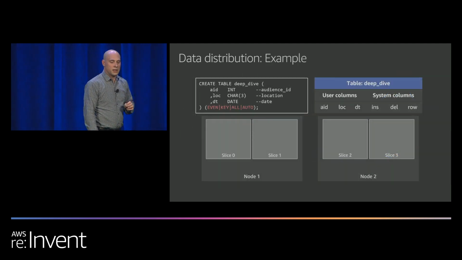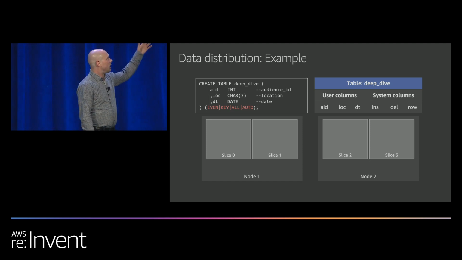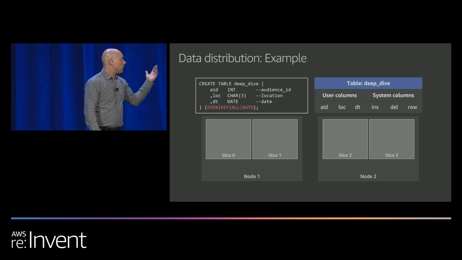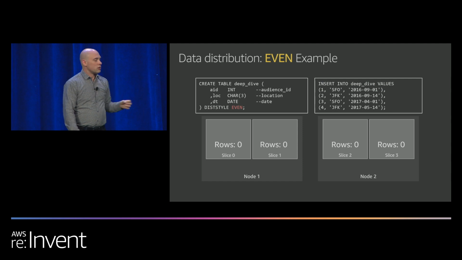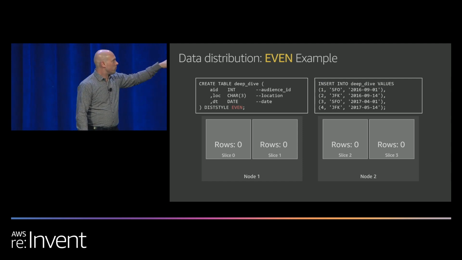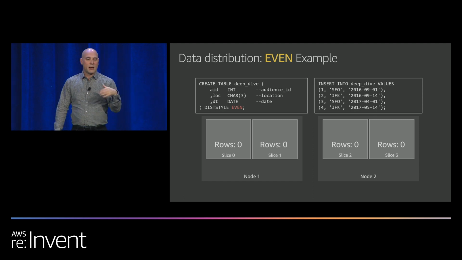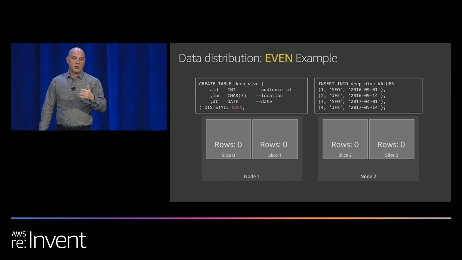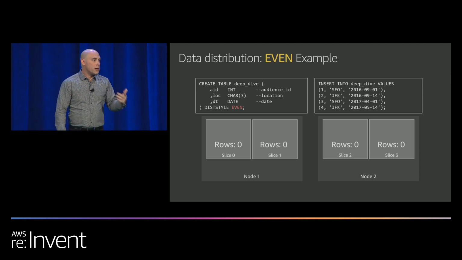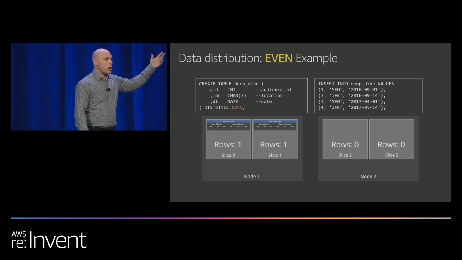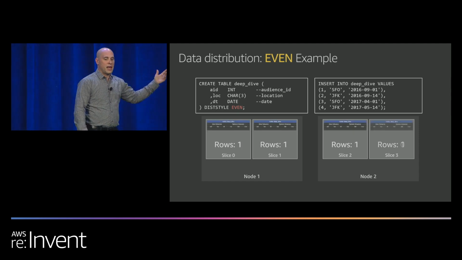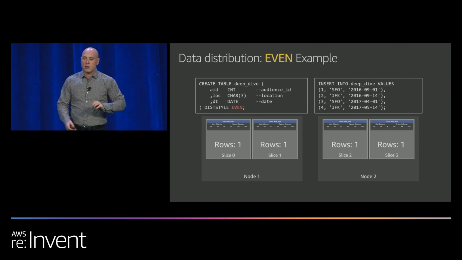So just to illustrate these, say we have the same deep dive table, and we have some rows. And down here underneath, I have 2 compute nodes, each with 2 slices. And I'm going to distribute those 4 records with dist style even. Like I mentioned before, it's just going to round robin the data, one slice to the next. Really simple how it works.